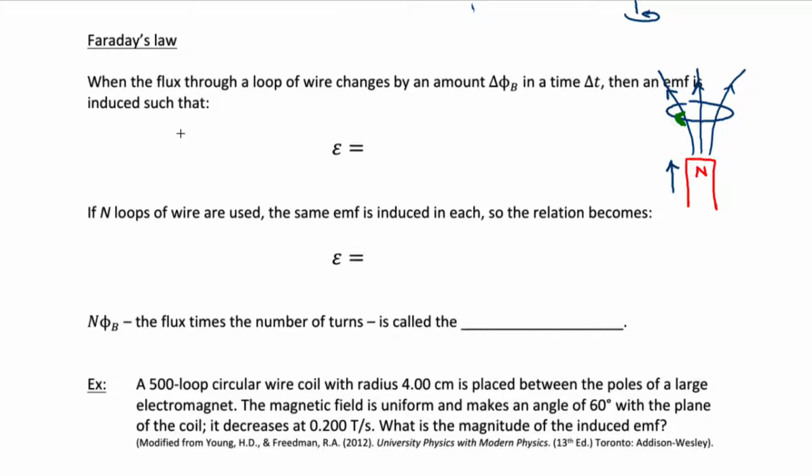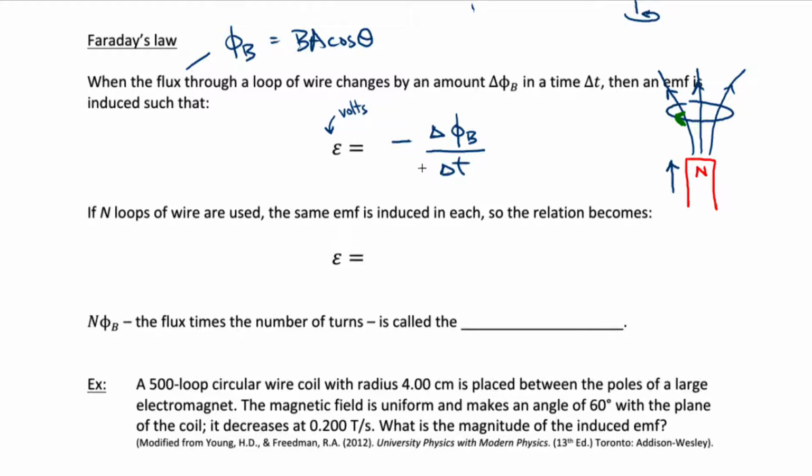And Faraday's law has to do with changes in flux. Faraday's law states that when the flux through a loop of wire, remember the flux through a loop of wire is phi sub b, which is equal to B A cos theta, changes by an amount delta phi sub b in a time delta t, then an EMF is induced, epsilon for EMF, equal to the negative of the change in the flux divided by the change in the time. So this is a rate of change. Again, the EMF is equal to the negative of the time rate of change of the flux. And remember, EMF is measured in volts.